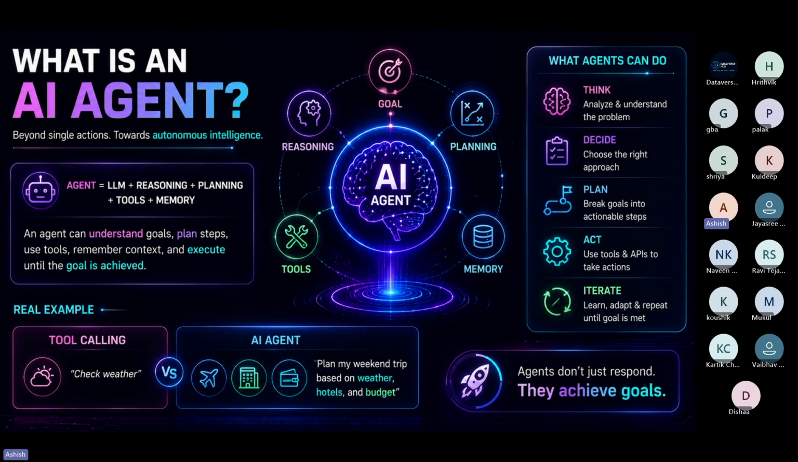Now we want to do much more, moving on from the reasoning part as well. So what is an AI agent? An AI agent is much more than simple tool calling. It can think, decide, plan, and take multiple actions iteratively in order to achieve the goal you have given. The example is very simple. For tool calling, if I just ask what the weather in Delhi is, it will call a tool and give me the response. So this is just tool calling.